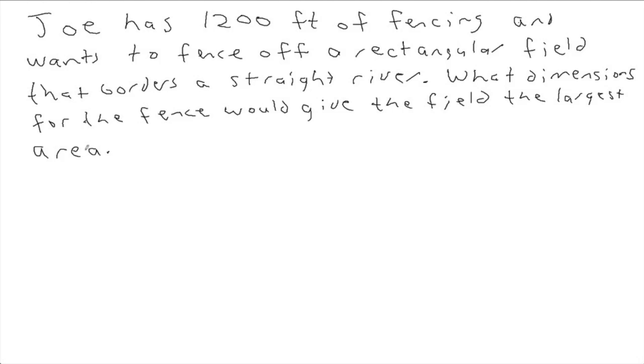That's once the fence off. A rectangular field that borders the straight river. So I'm going to draw a straight river on my paper. And then I'm going to draw a rectangle that has one side that borders the river.